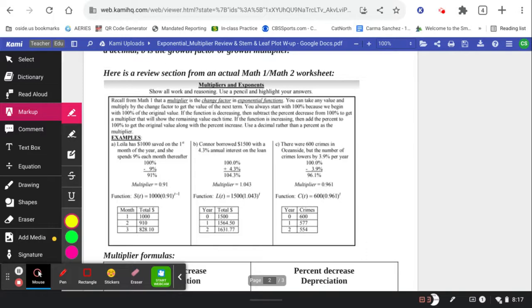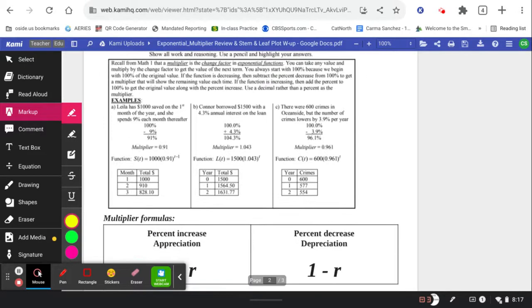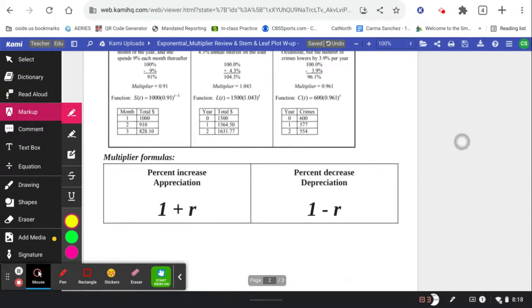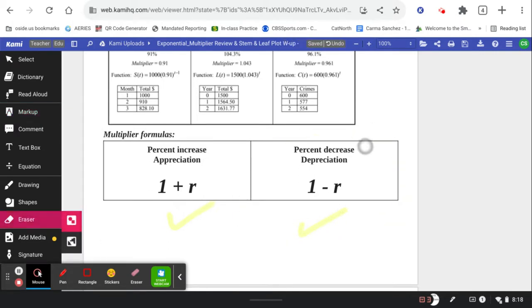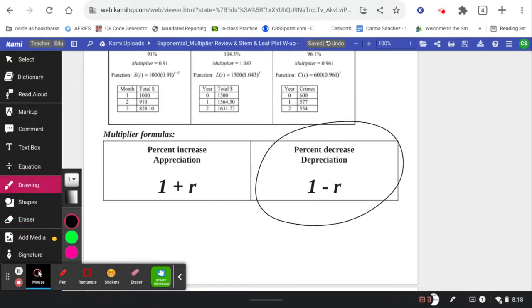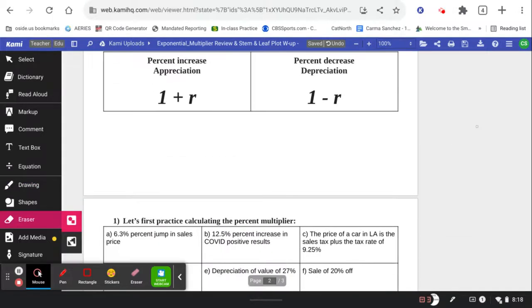So just a quick definition there at the top to remind you, this is something we looked at, exponential functions from Math 1. Here's an actual Math 1, Math 2 worksheet that we used last year with some examples. I want you to read through this, please, to remind yourself how you do these. And then here's the formulas we're going to be using. We're going to be focusing on car values. So guess what? Cars go down in value the second you drive them off the lot, not up. So this is going to be the side we're focusing on, depreciation.